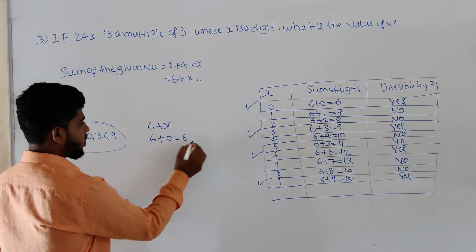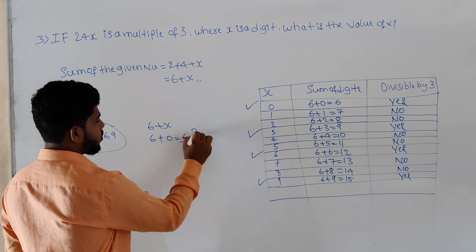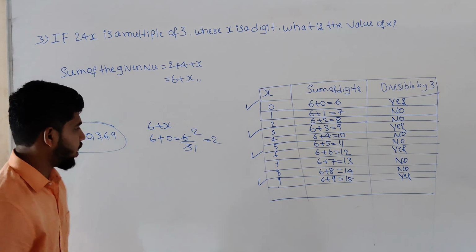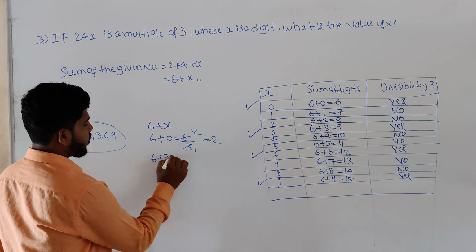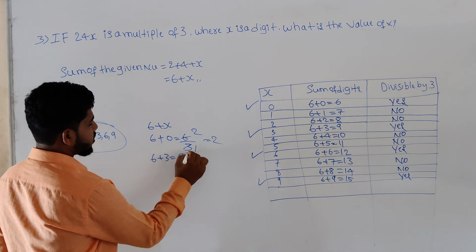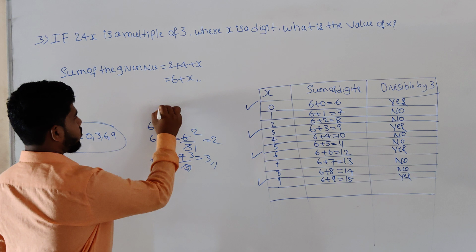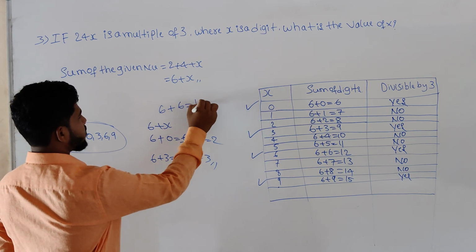6 plus 0 is equal to 6. It is divisible by 3. Now 6 plus 3, we are getting 9. 9 divided by 3, we are getting the answer 3. Now 6 plus 6, the answer is 12.